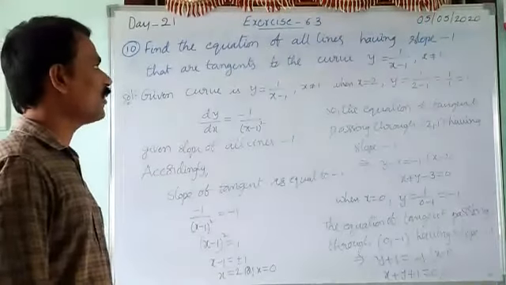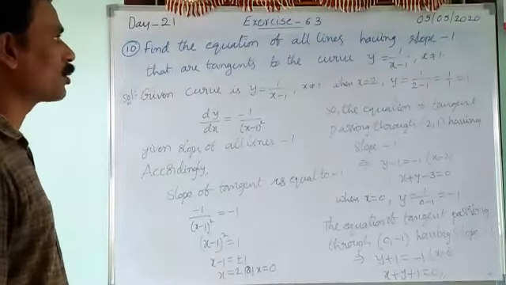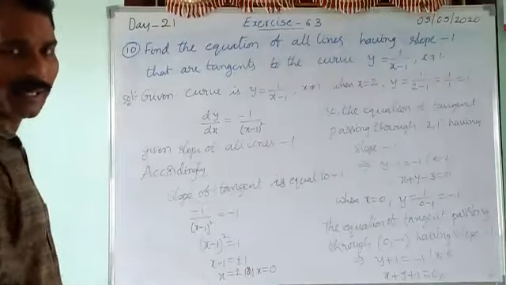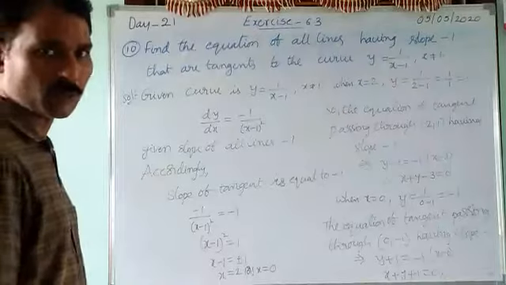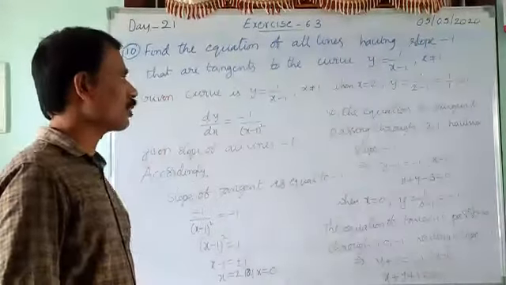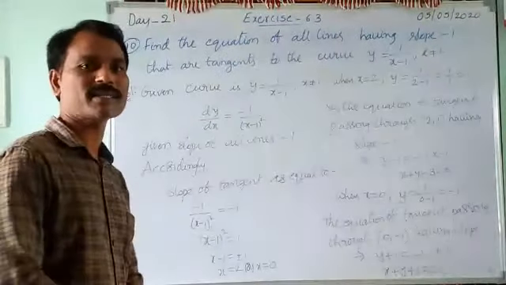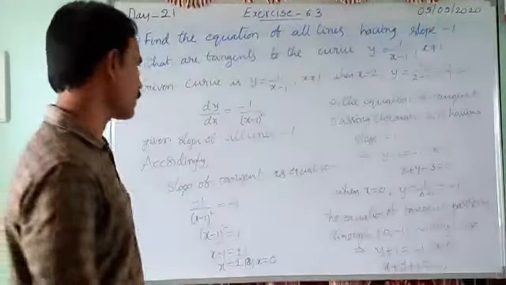Find the equation of all lines having slope minus 1 that are tangent to the curve y is equal to 1 by x minus 1. These lines are tangent to the curve y is equal to 1 by x minus 1. That means slope is the same. Slope is minus 1. Given curve is y is equal to 1 by x minus 1. Differentiate: 1 by x derivative is minus 1 by x square.